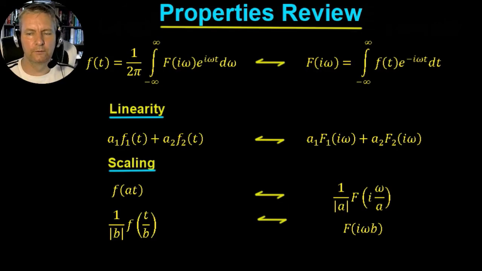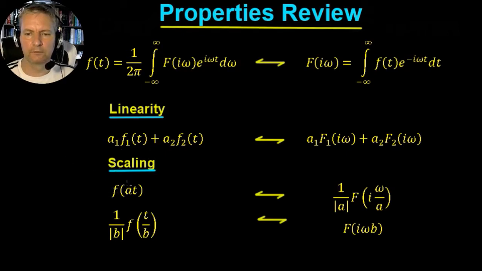So let's look at a review of some of the properties we've seen of the Fourier transform. So here are the Fourier transform pairs up here. Now this is the forward transform going from the time domain to the frequency domain, and the inverse transform going from the frequency domain back to the time domain. We've seen the linearity. We've also seen the idea of scaling.